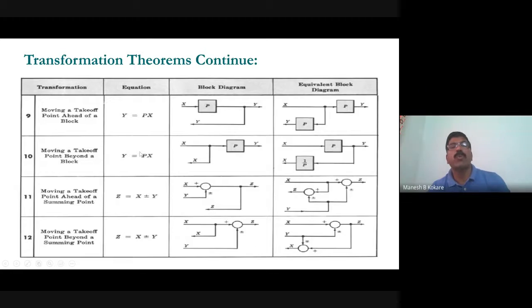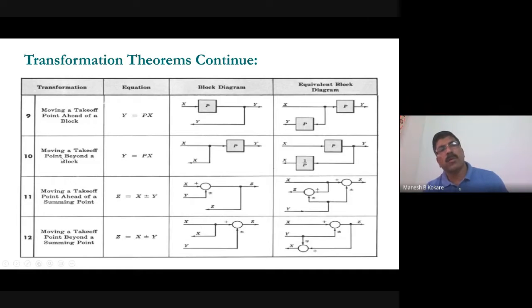And then moving the take-off point ahead of the block, so you'd like to shift this one. This signal is xp, this y is xp. If you like to shift it here, what will happen? If you directly take it, it will be x, but what you want is y, which is equal to xp. So you have to add one more block here. So moving a take-off point ahead of the block, at that time you have to add one more block having transfer function equal to p, or the forward path transfer function. So this diagram and this diagram are the same.